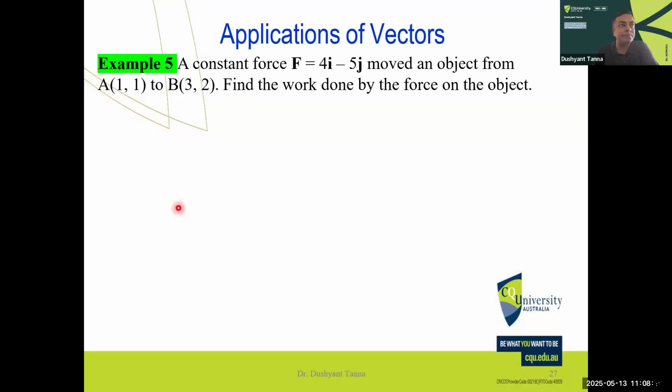Let's get an example to understand it. We have force F equal to 4i minus 5j. See, it's a vector. It is moving an object from (1, 1) to (3, 2). Find the work done by the force on the object. If you have to draw this situation, I mean, you don't have to. The object was at (1, 1) and is moved to (3, 2). So x is 1, 2, 3. Okay, first of all, (1, 1) itself is not good.